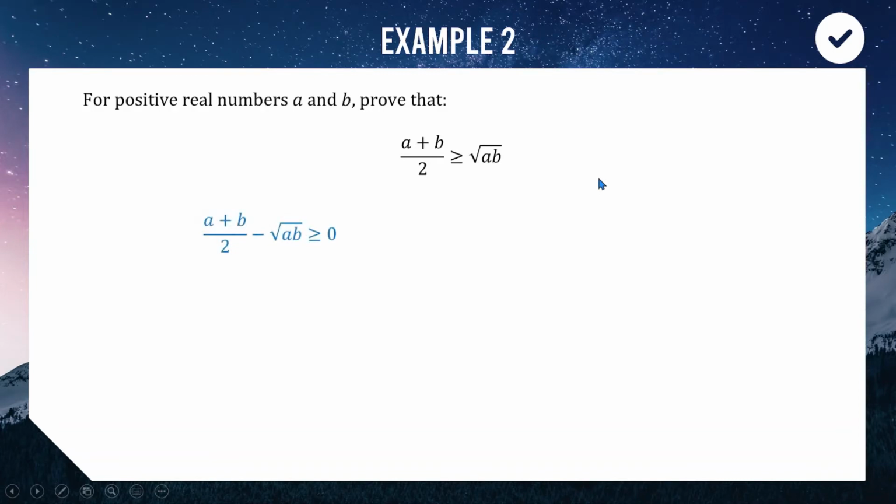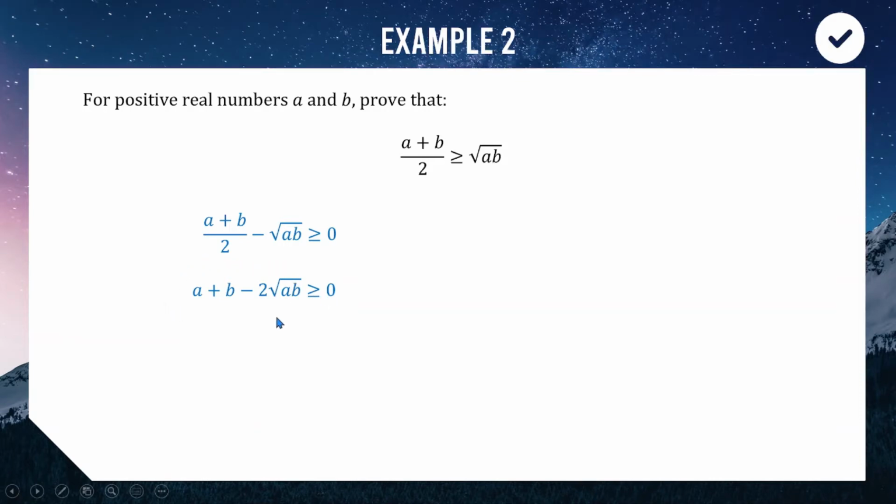All right, let's start by pulling the root ab across to the left-hand side. Like I said, it's always useful to have everything on the left-hand side comparing against 0. Now we'll get rid of this fraction by multiplying both sides by 2. So we get a plus b minus 2 root ab greater than or equal to 0.